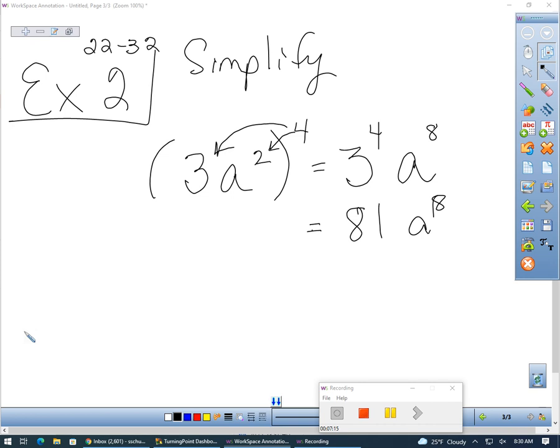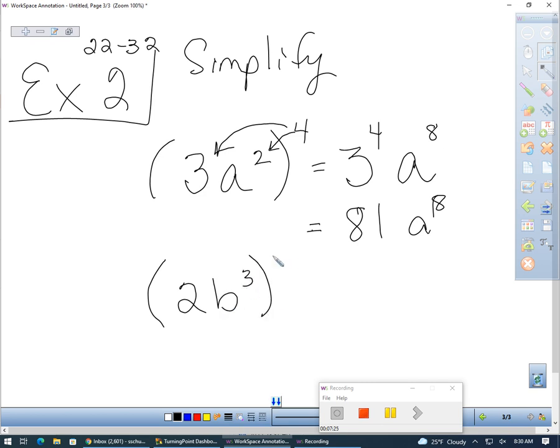Yes. Okay, let's try another one. Let's say I have a coefficient of 2, b to the third raised to the second.